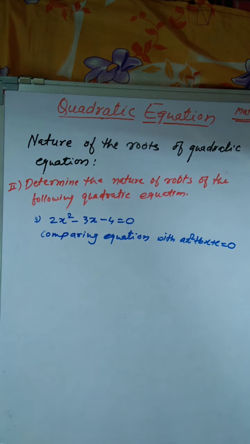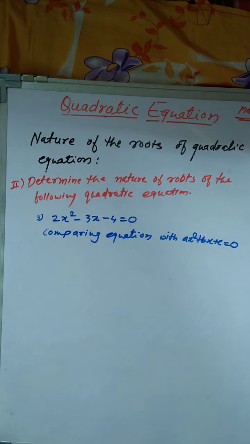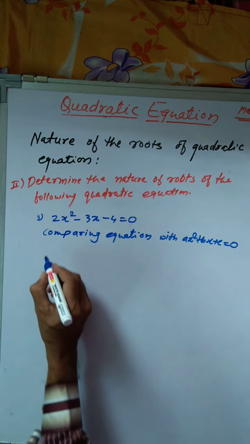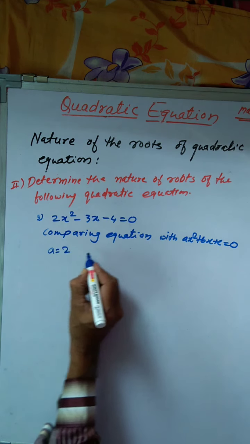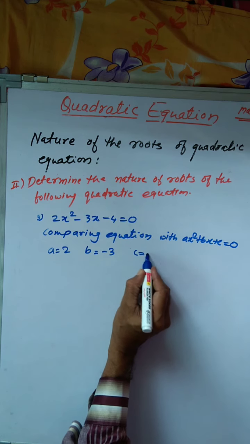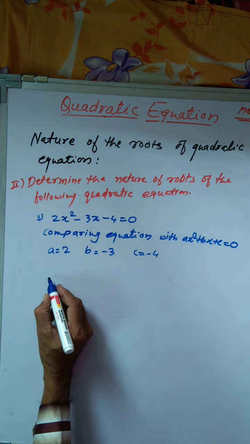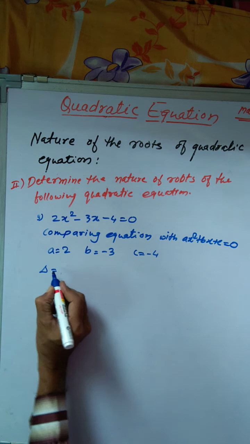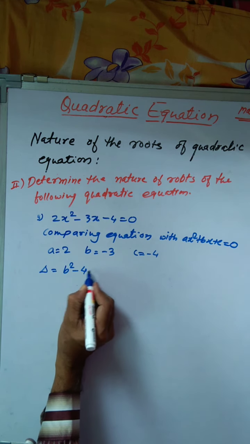Now another example. 2x square minus 3x minus 4 is equal to 0. Comparing the equation with ax square plus bx plus c is equal to 0, we get a is equal to 2, b is equal to minus 3 and c is equal to minus 4. That means delta is equal to b square minus 4ac.